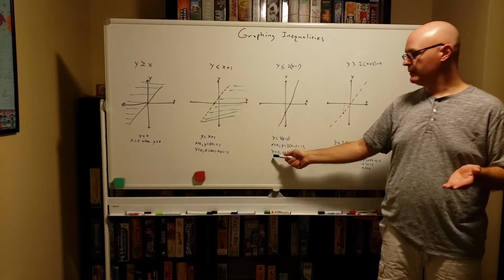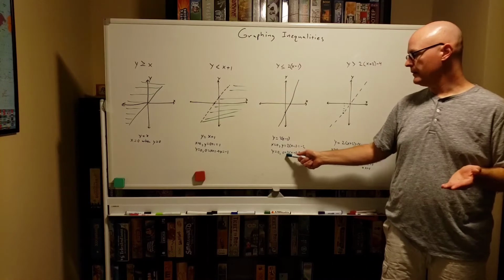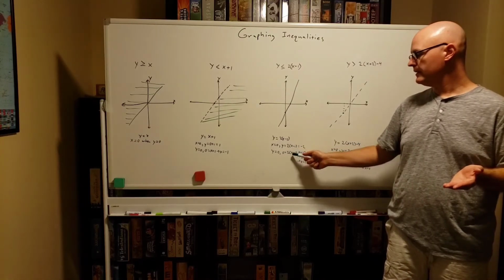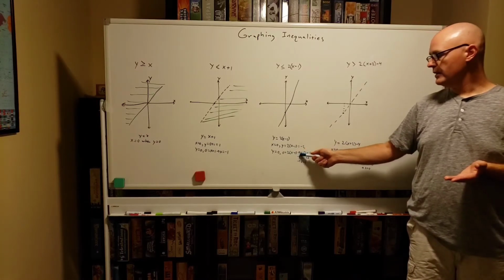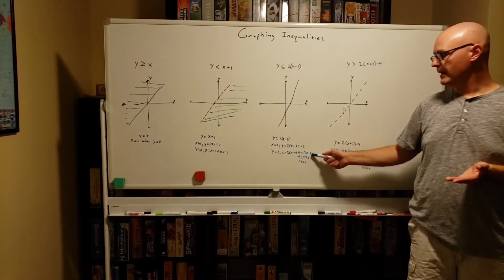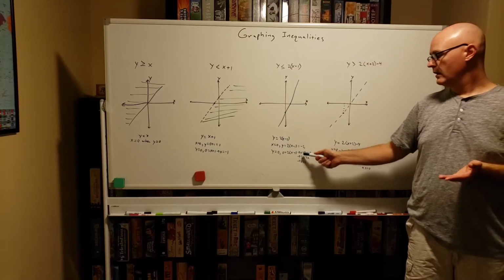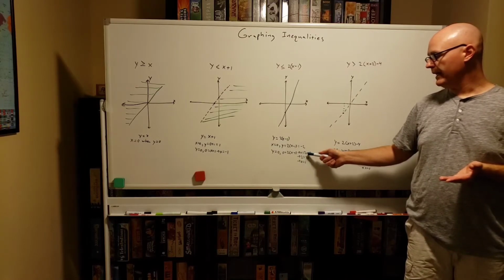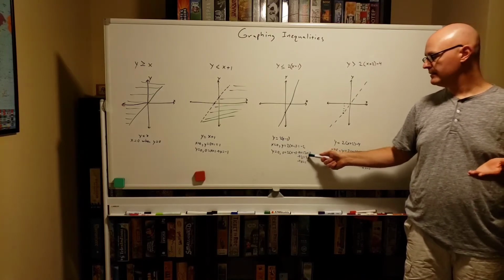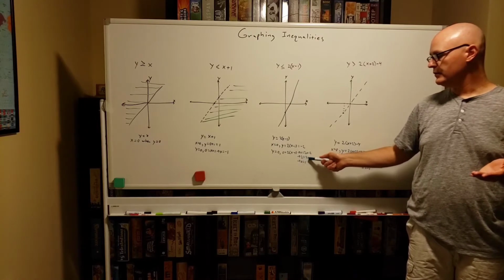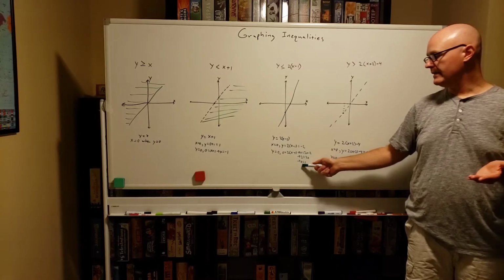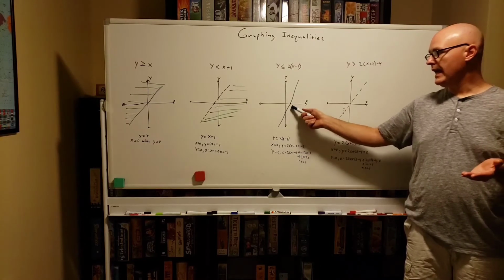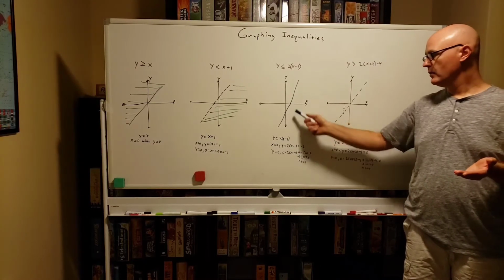If y were equal to 0, 0 equals 2 times the quantity of x minus 1. I can manipulate that to 0 is equal to 2x minus 2. I can add 2 to both sides. I end up with 2 is equal to 2x. I can divide both sides by 2 and x is equal to 1. So the x-intercept is 1.